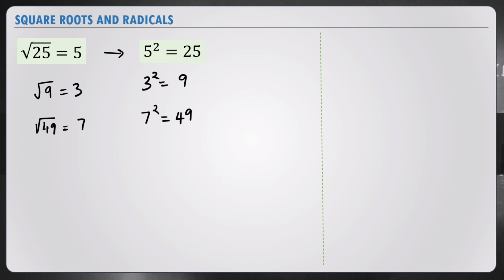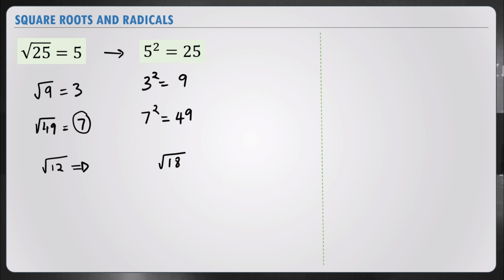What about numbers like the square root of 12 or the square root of 18, which are not perfect squares? Their results are numbers which are not whole numbers. They could be decimals or mixed numbers.